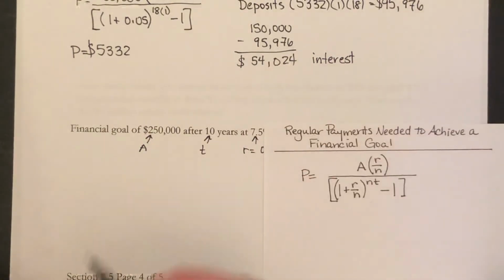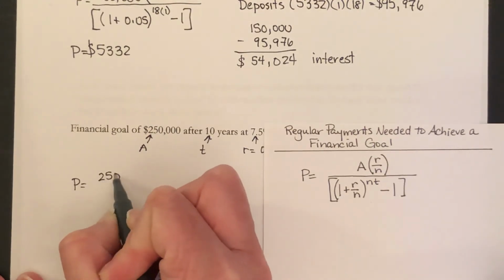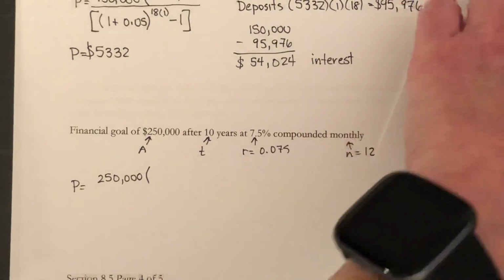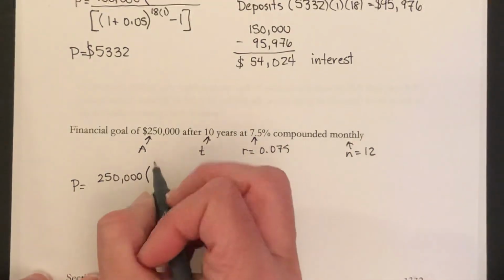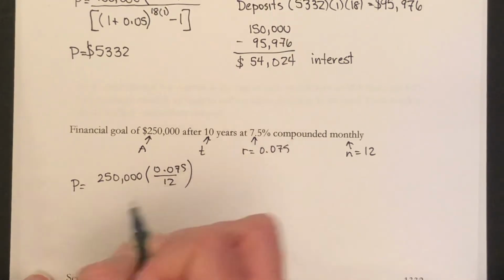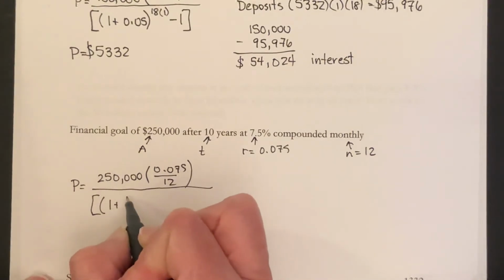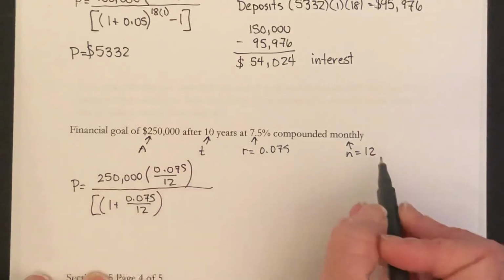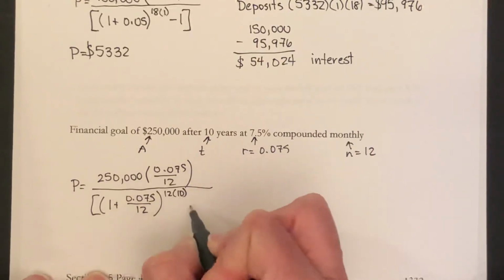Now I'll just plug it all in. I have $250,000 times R over N. So get things out of the way here. R over N, 0.075 over 12, all over 1 plus 0.075 over 12 raised to the NT, so 12 times 10, minus 1.